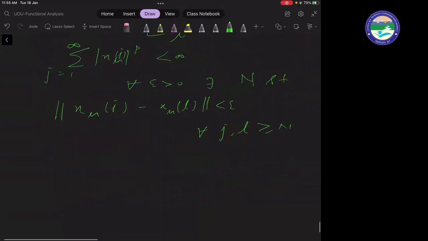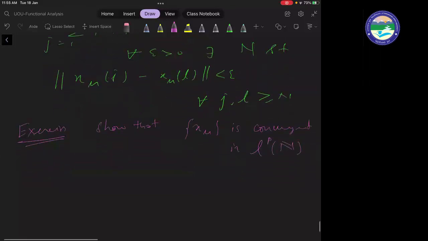Now, here is an exercise for you. Exercise: show that x mu is convergent in lp. So this will give you that lp is a Banach space. Okay, please do this.